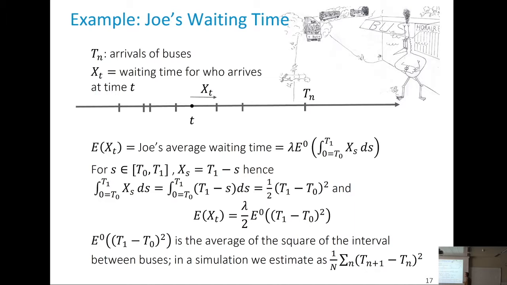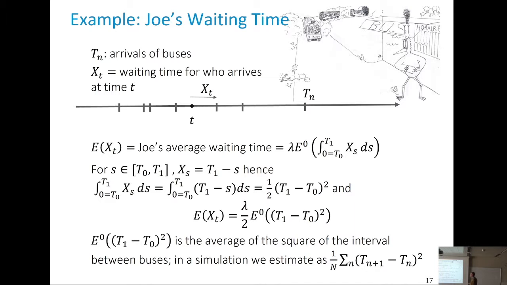I call Tn the arrival of buses that are marked by bars on this time axis here. I arrive at an arbitrary point in time t because I'm not synchronized with the bus, and I ask what's the waiting time for me. So x of t is the waiting time for somebody who arrives at time t. Then it's easy to verify that x of t is a valid thing to apply Palm calculus because it's independent of my time origin here, because I'm asking the difference between now and the next time. Let's compute this average waiting time.